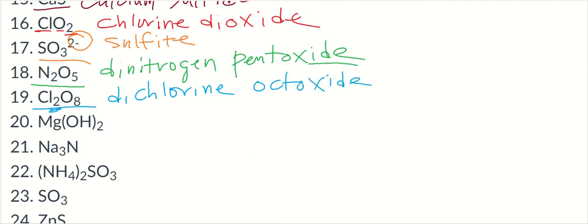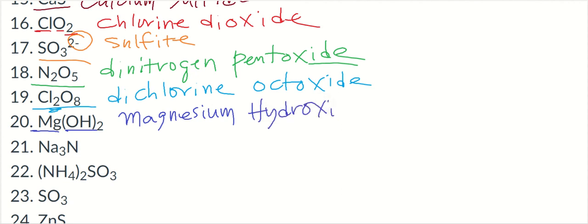Magnesium is a cation and hydroxide is a polyatomic anion, so let's just write the full name of the cation, magnesium. Not a transition metal, so we don't have to worry about these charges. And just write the name of the anion, hydroxide. This one ends in IDE, but it's not an element, it's a polyatomic ion.